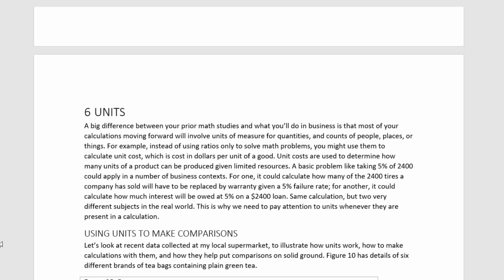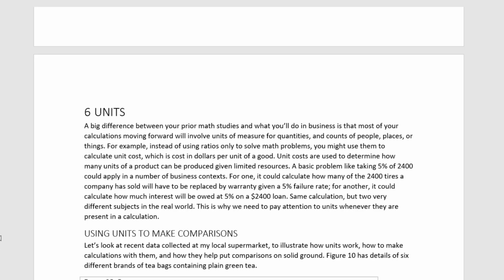Another example where 5% of 2,400 would be useful is it could calculate how much interest will be owed at 5% on a $2,400 loan. So in the case of the tires, you'd be talking about a number of tires as a percent of 2,400. In the case of the loan, you'd be talking about an amount of money. It's the same calculation, but these are two very different subjects in the real world. This is why we need to pay attention to units whenever they're present in a calculation, because depending on what those units are, the calculations mean different things.